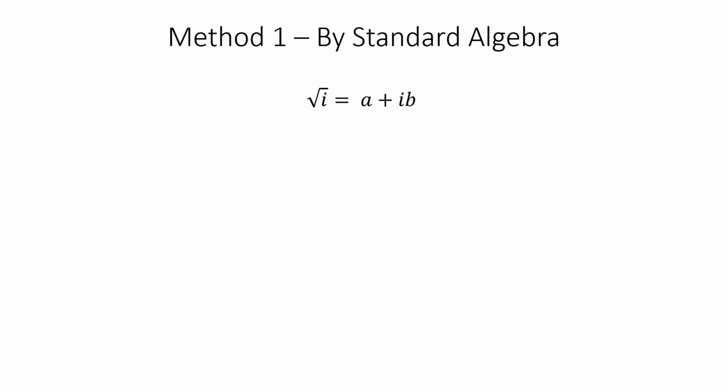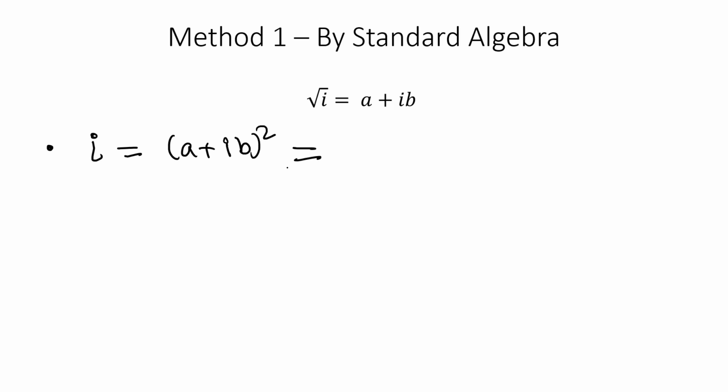Square root of i is going to be another complex number, so it can be expressed in the standard form a plus ib. First and foremost, we are going to solve it by simply squaring both sides. On the left side, square root of i squared simply gives i. And on the right side, we get (a plus ib) whole squared.